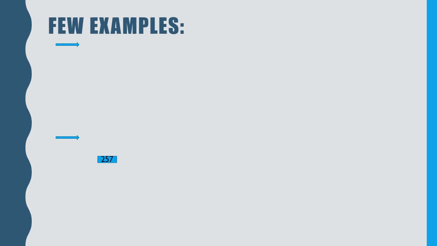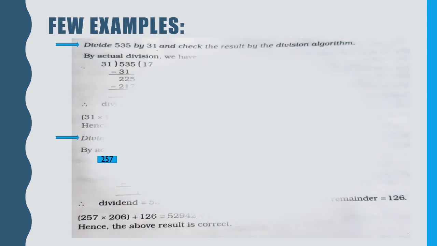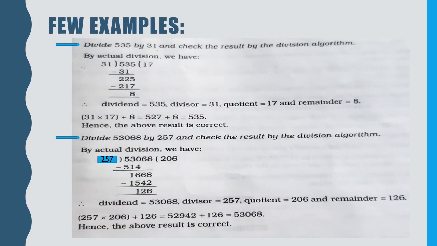अब लेट्स सी कुछ एग्जाम्पल्स देखते हैं कैसे हमें करना है और हमें अपने रिजल्ट को चेक कैसे करना है। देखिए फर्स्ट क्वेश्चन इज डिवाइड दिस बाय दिस एंड चेक द रिजल्ट। ओके, अब डिवाइड तो हम करेंगे, 535 को 31 से, पहले 1 गया, 31 जो बचा, फिर 7 गया, रिमाइंडर आ गया 8। डिविडेंड है 535, डिवाइजर है 31, क्वोशंट है 17 एंड रिमाइंडर है 8.